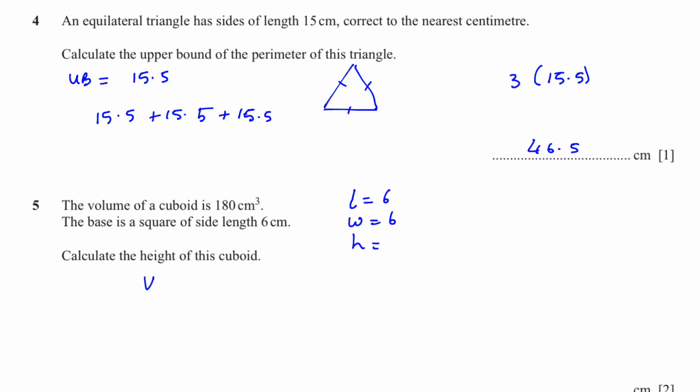The formula to find volume of a cuboid is length times width times height. And as you want to find the height, make height the subject. So volume over length times width is equal to height. Now replace the values that have been given to you. Volume is 180, length is 6, and width is also 6. This will give us 5.